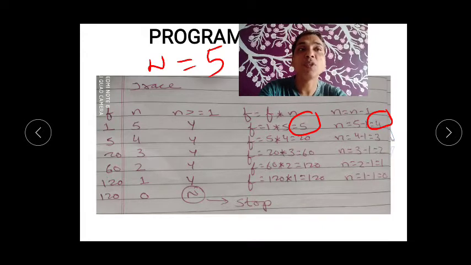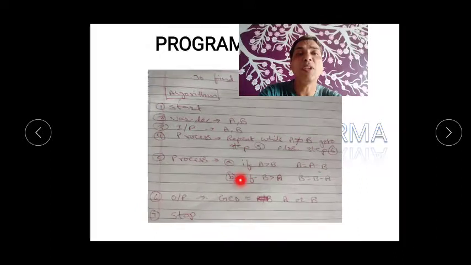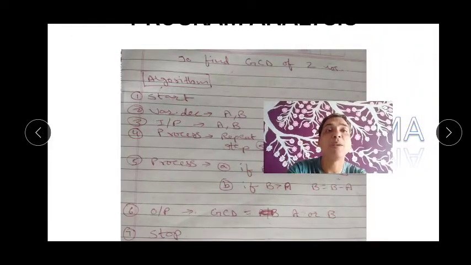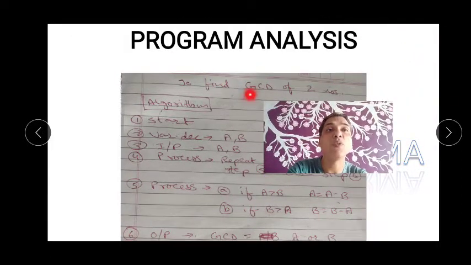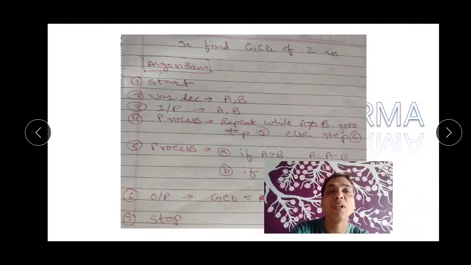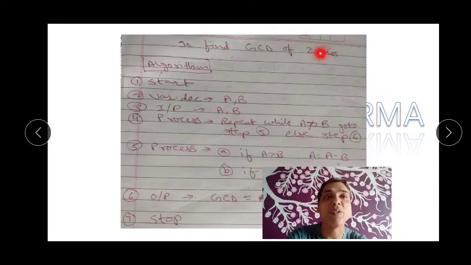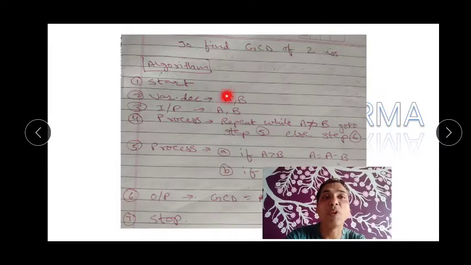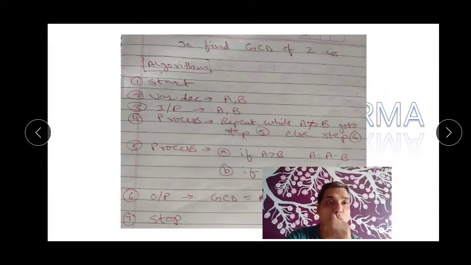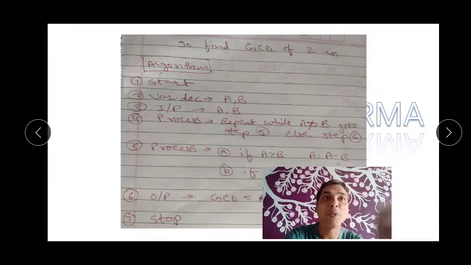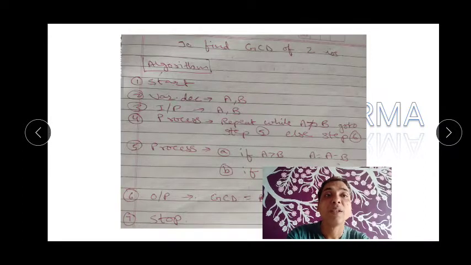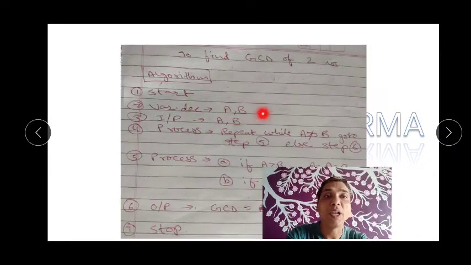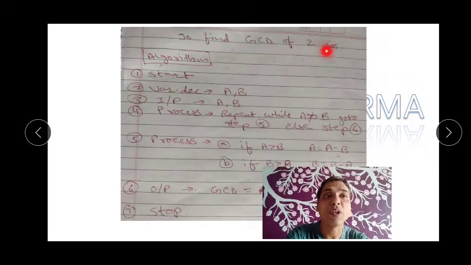So I hope you understood. Same thing, we have just taken one more example to find the GCD of two numbers. I think you can do this with many examples, but I have taken a very simple one. Start, variable declaration. So we have to take only two variables. I think everyone knows the greatest common divisor that we are finding. Okay, then input a and b, because we require the GCD of only two numbers.